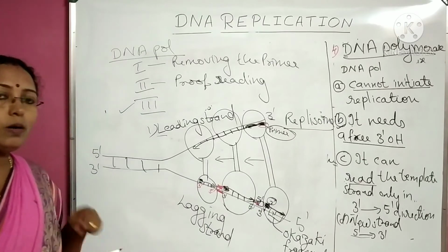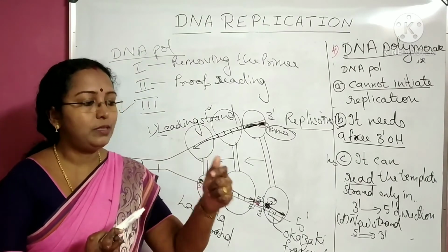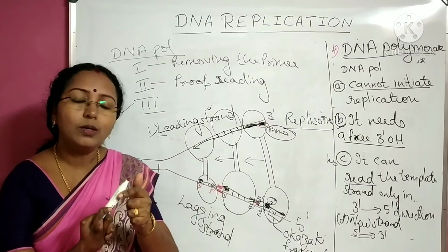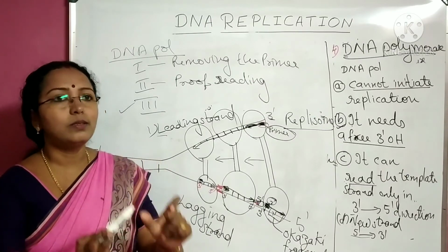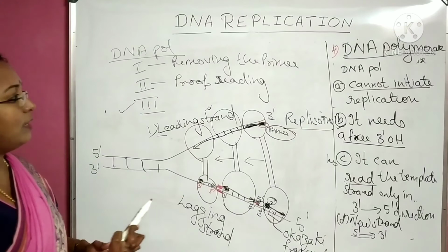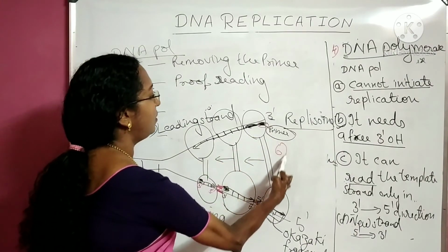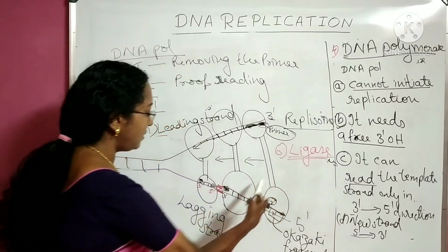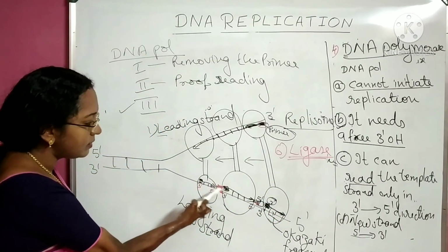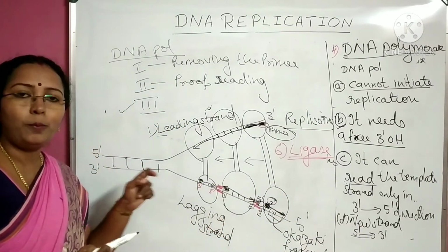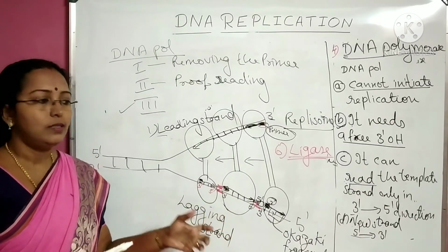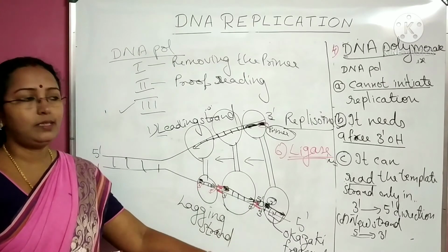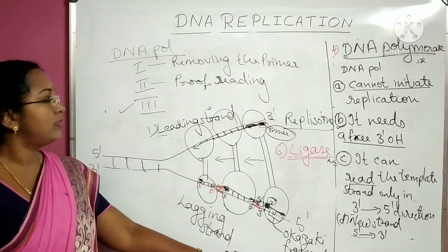That means what bond has to be formed between 3' OH and 5' phosphate? It is a phosphodiester bond. So there comes the role of the last enzyme, the 6th enzyme here, that is ligase. Ligase is the enzyme which seals this gap by forming the phosphodiester bond. So the gap is sealed, DNA synthesis is completed here. I hope you have understood.